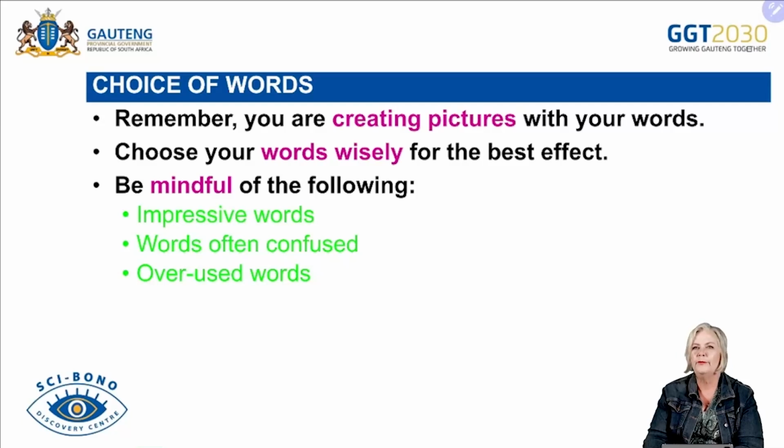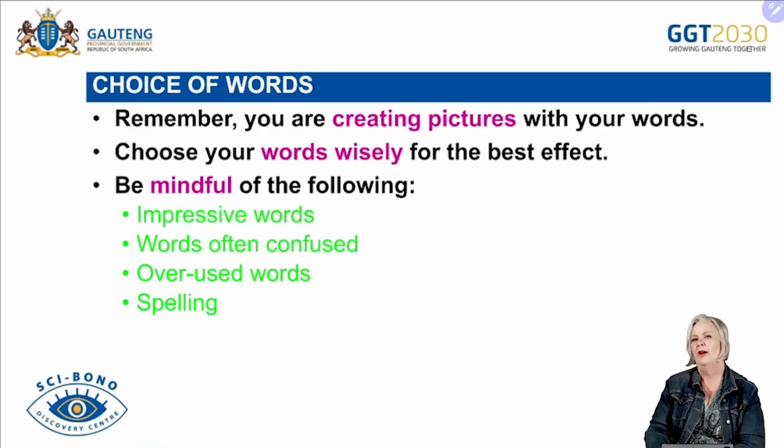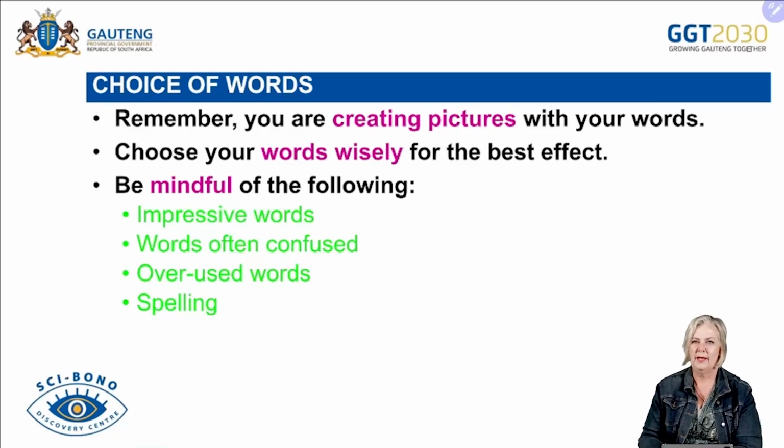Words often confused, like to and too, there and their, whether and weather. All those homonyms that we very often confuse. Make sure that you use the correct ones. And then, very important, spelling. Try to keep spelling as correct as possible. I know not everyone is good at spelling, but try to write as correctly as you possibly can.